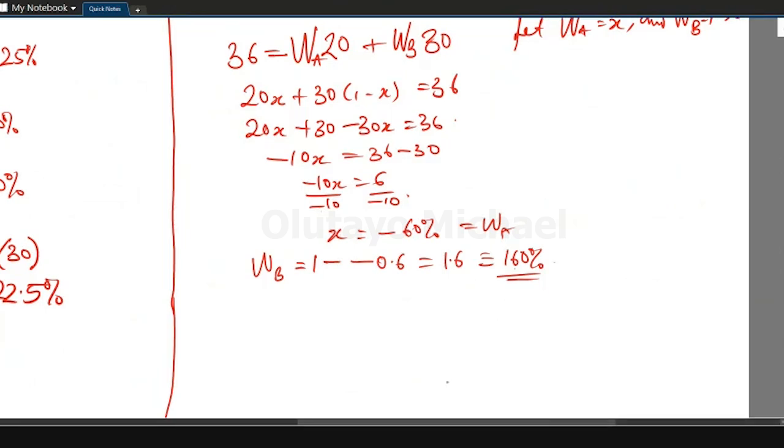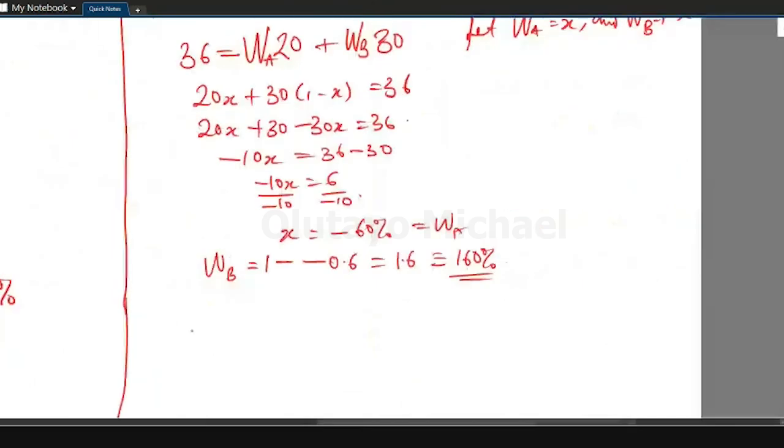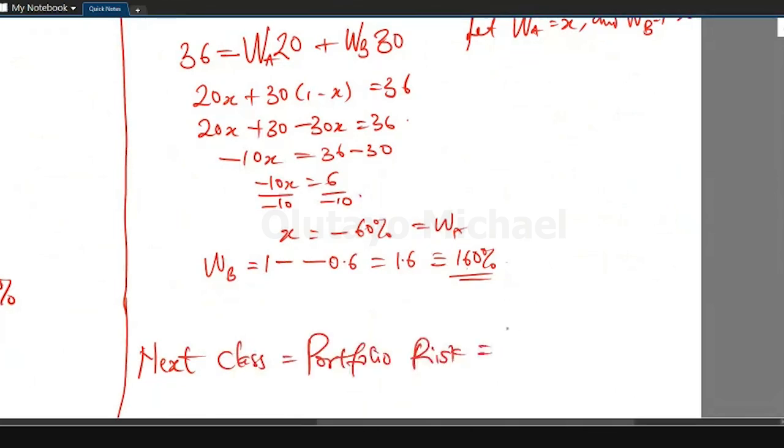So we have come to the end of the computation of return. In the next video, we are going to look at portfolio risk, which is represented as the standard deviation of P.